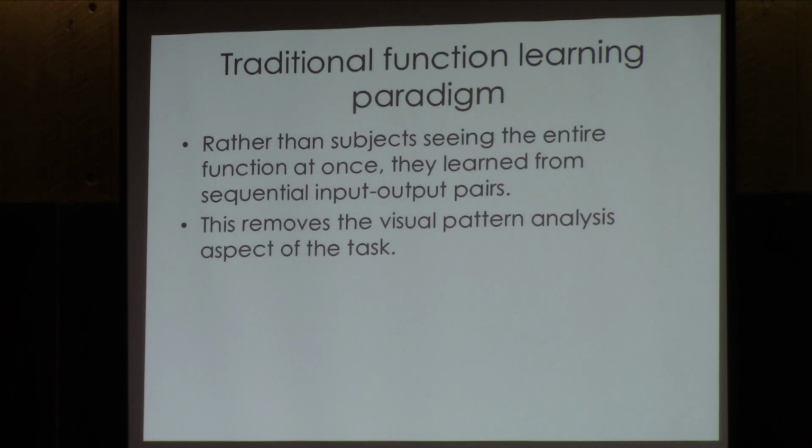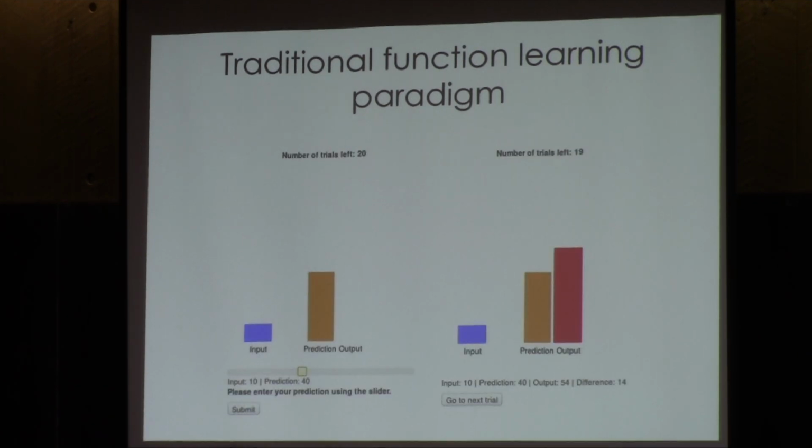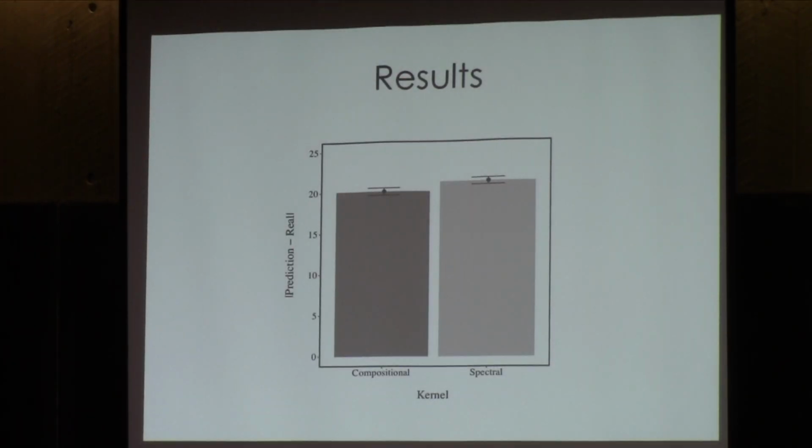Now, one criticism of what I've shown you so far is that it is essentially a kind of visual pattern analysis. Whereas in the traditional function learning literature, what people usually have done in the past is give people input-output pairs one at a time. So they give you the input, you make a prediction, and then you get feedback. And so we wanted to ask whether our results extend to that kind of setting. So we did a traditional function learning paradigm that looks like this. It's very simple. They enter their prediction, and then they get some feedback. But essentially, the results are the same.